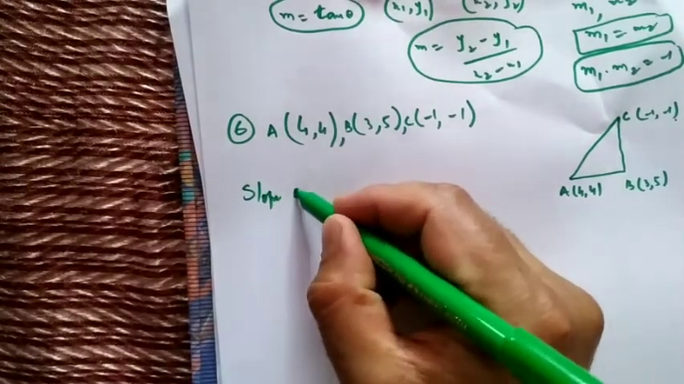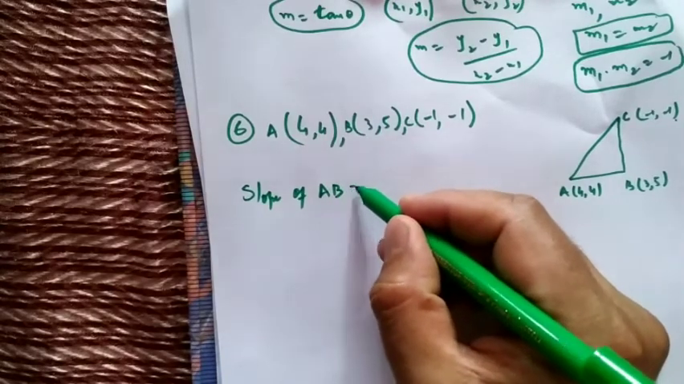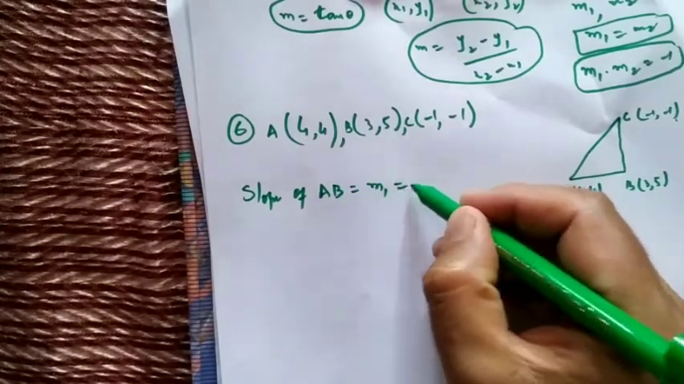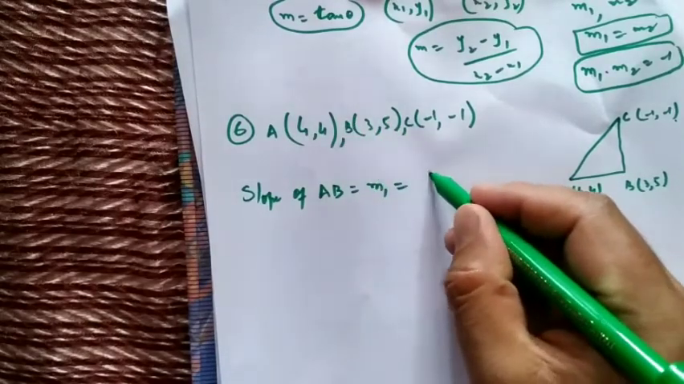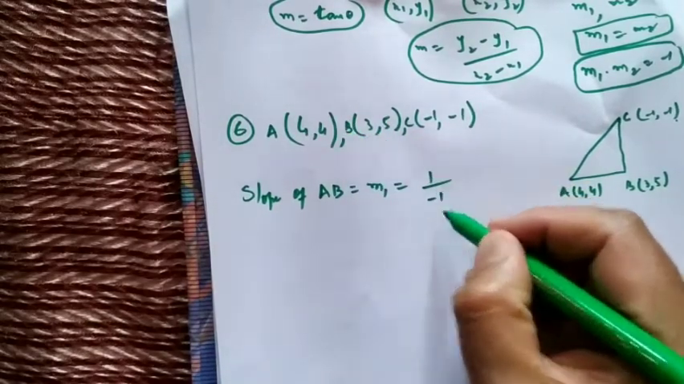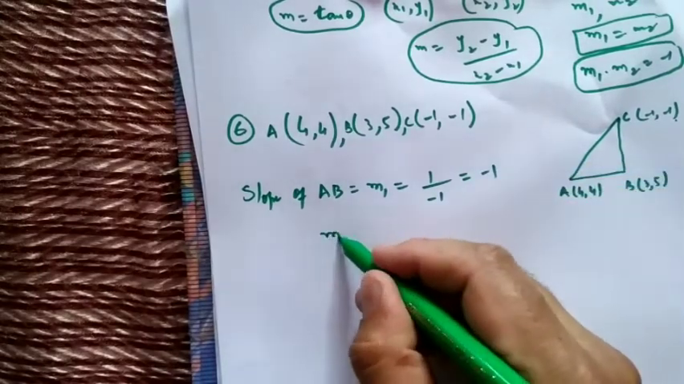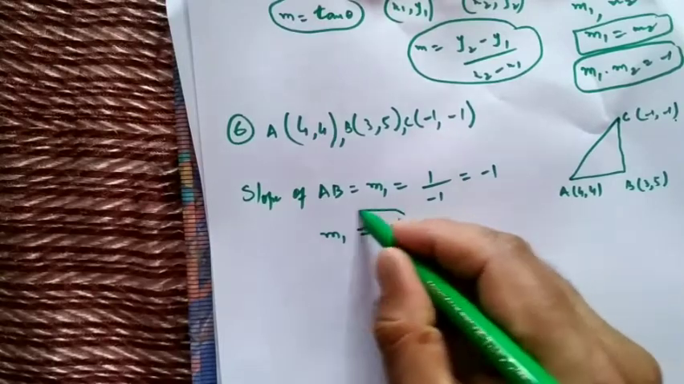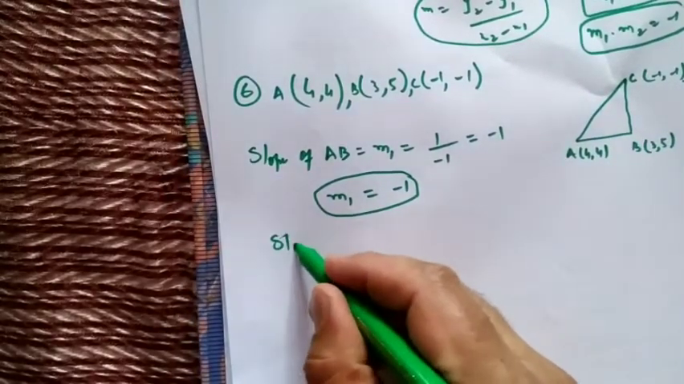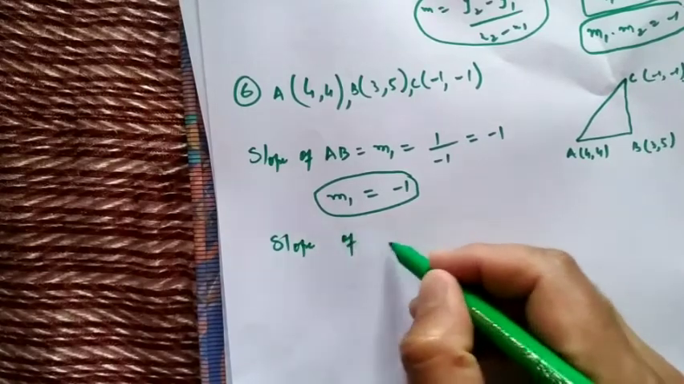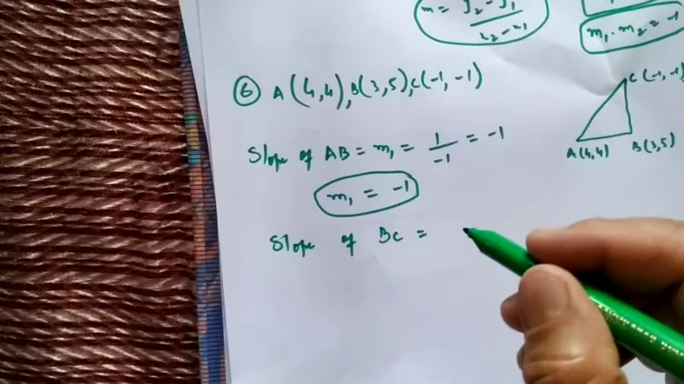So let us check the slope of AB. What is slope of AB? Slope of AB, let it be m1, and this m1 is equal to y2 minus y1, that is 5 minus 4, that is 1 divided by 3 minus 4, that is -1, which is equal to -1. So m1 is slope of this, -1. Clear? Now we'll check the slope of BC.